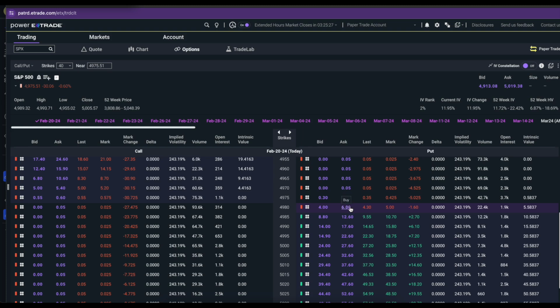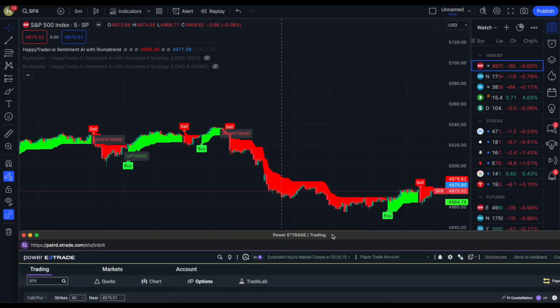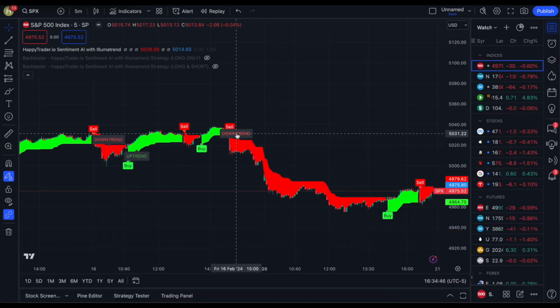So if you're making a trade, if you're selling premium, you don't want your trade to go in the money. So I'm going to show you just an idea of how I like to trade vertical spreads and when I actually like to trade them. So let's say, for instance, on a random day, we're looking at the 5 minute chart on the SPX. Happy Trader shoots out a downtrend signal. Well, we have a couple options.